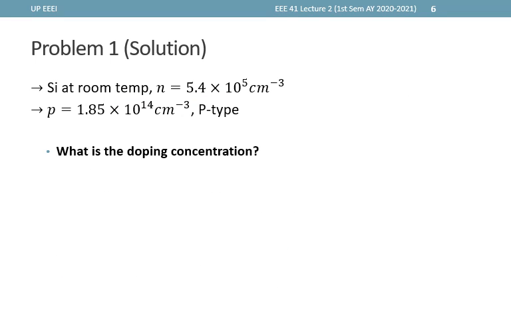So for ease of reference, we just extracted the most important information from the given. We have silicon at room temperature, n is equal to 5.4 times 10 to the 5, and we've already been able to compute that p is equal to 1.85 times 10 to the 14, and that the material is p-type. So the next question is, what is the doping concentration?